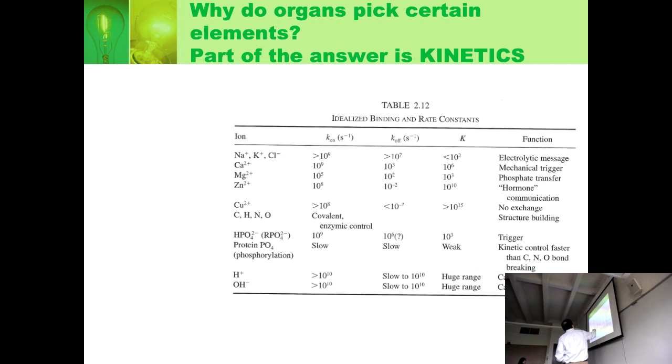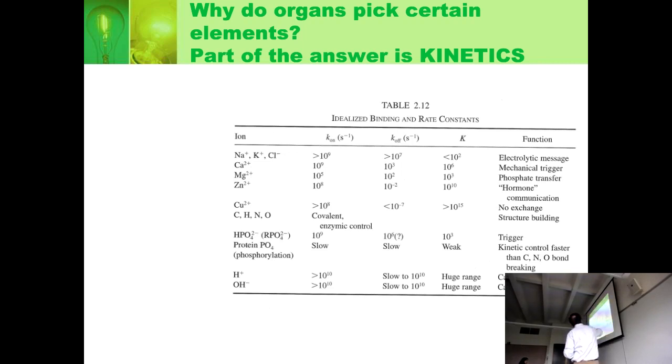And then you have zinc. Zinc is very fast on, but it's very slow off. So you don't want to use that as a mechanical trigger because zinc would mean your muscles would never unclench. They'd clench really fast, but they wouldn't unclench. And so the idea is zinc is good for slower kind of things that are not on the scale of muscle movement, but on the scale of organs talking to each other. And so it's good for communicating from organ to organ because of this.